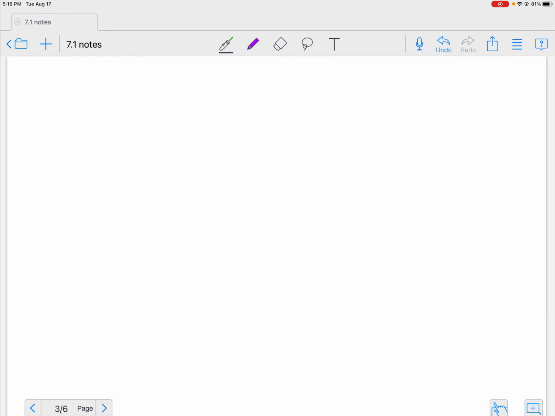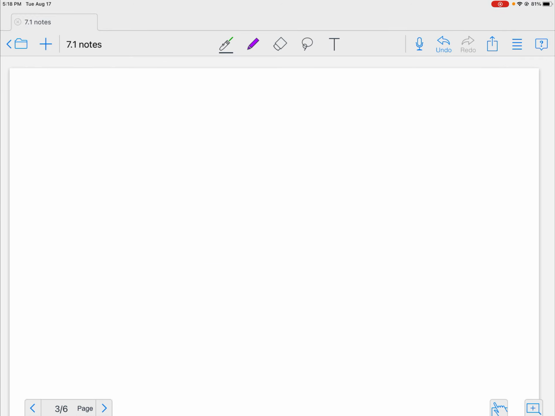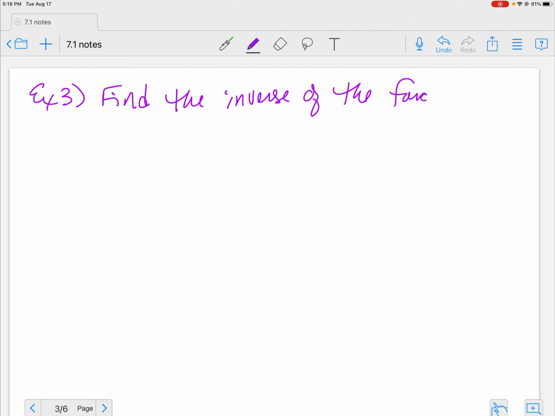Let's go here to this next page. Example 3. Find the inverse of the following functions. Restrict the domain if necessary. Find the inverse of the function. Restrict the domain if necessary.